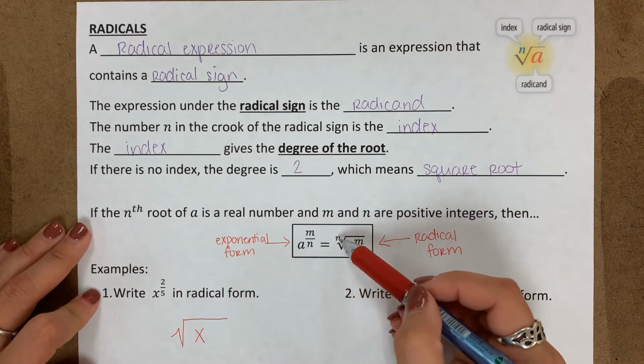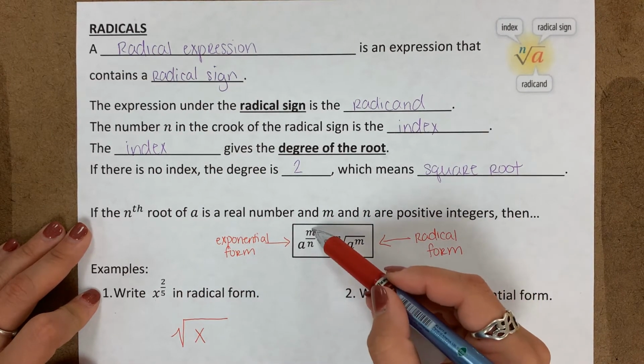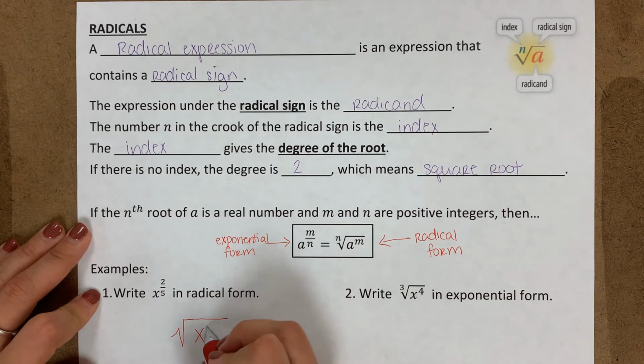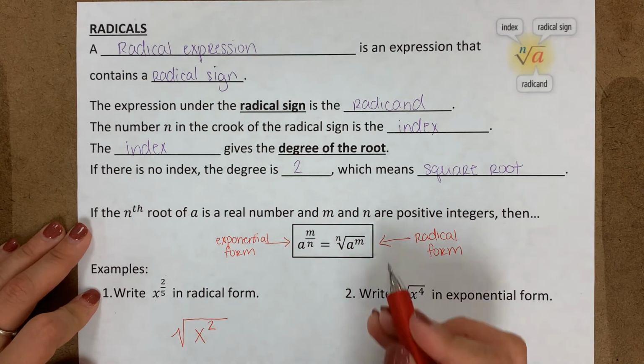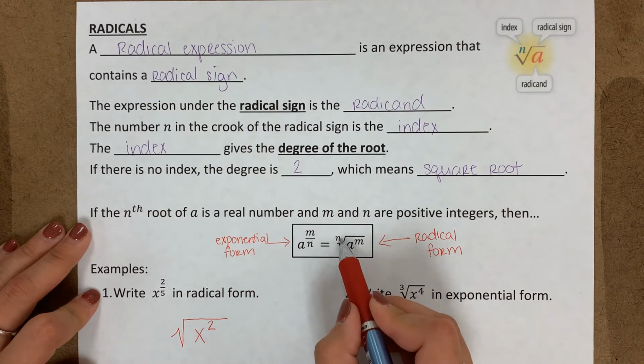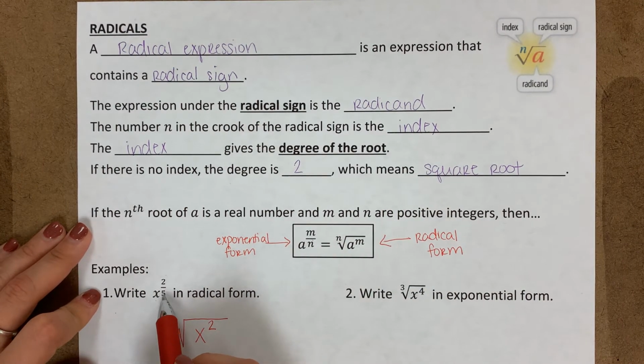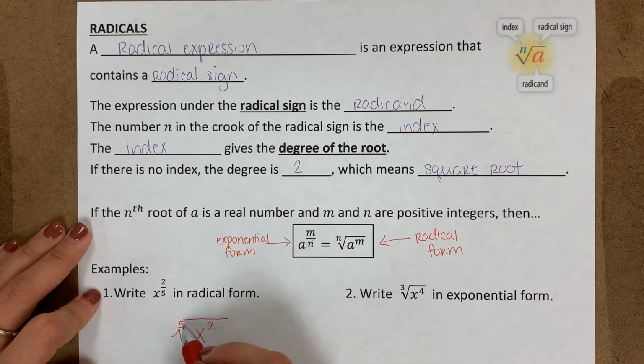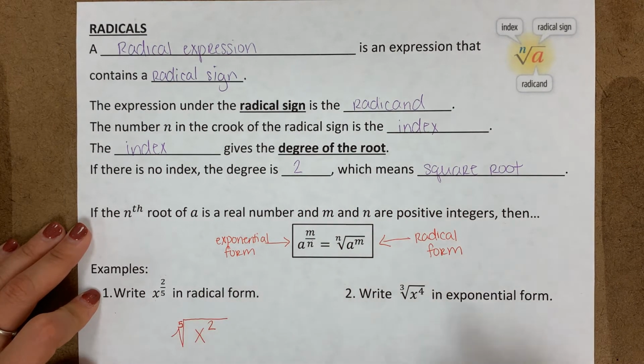Our fraction turns into our index and our exponent. The numerator becomes the exponent. So here our 2 is our numerator. It's going to become our exponent. The denominator, the n, becomes our index. Our denominator is 5, so our index, our little number right here, is 5. Notice the number is right here in that crease, not out front.